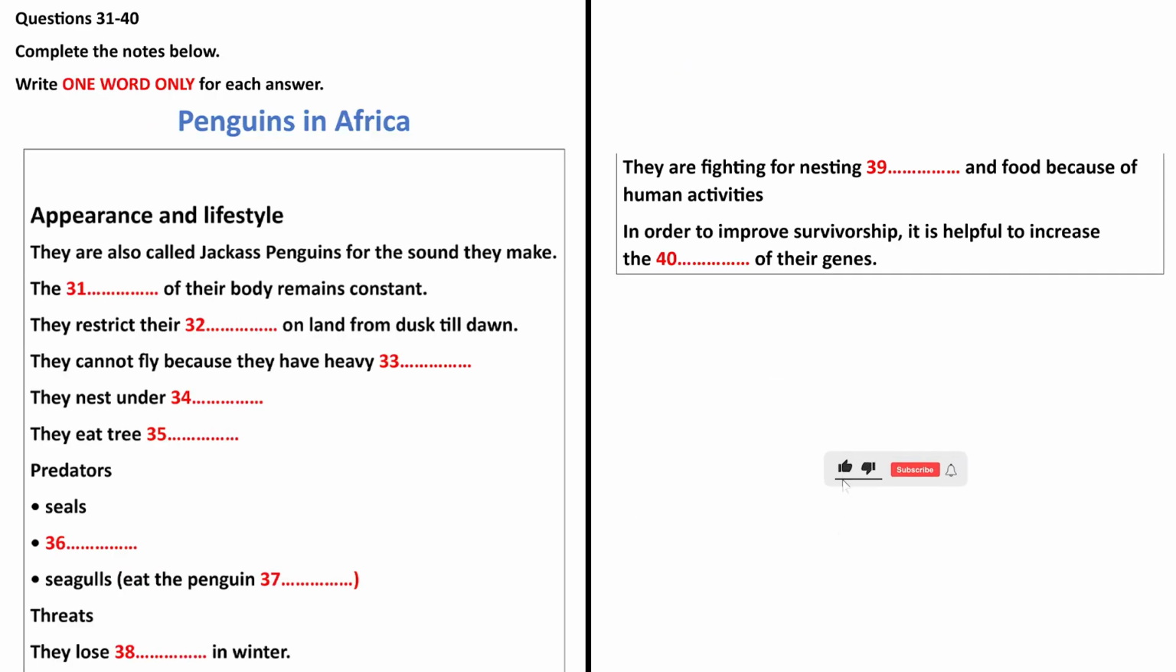Now turn to Section 4. Section 4. You will hear part of a lecture about African penguins. First, you have some time to look at questions 31 to 40.